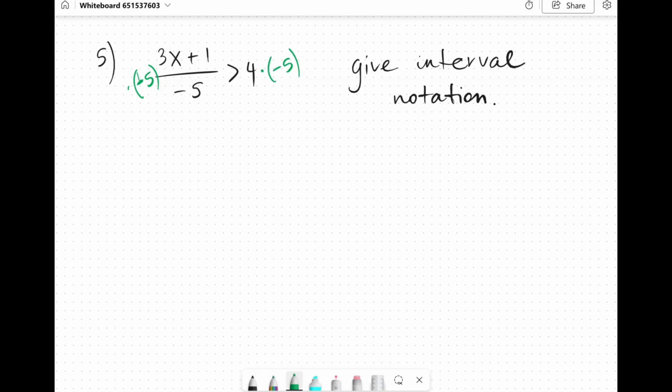side. Keep in mind the purpose of this. The purpose is not to take the -5 and distribute. Do not do that. The purpose was so that the -5 that you are multiplying, the green one, and the -5 that was already there cancel. And now your inequality is 3x plus 1, no fraction. On the right side, you have your -20 because 4 times -5 is -20. And now I have to flip the direction of the inequality symbol because I multiplied both sides by a negative.